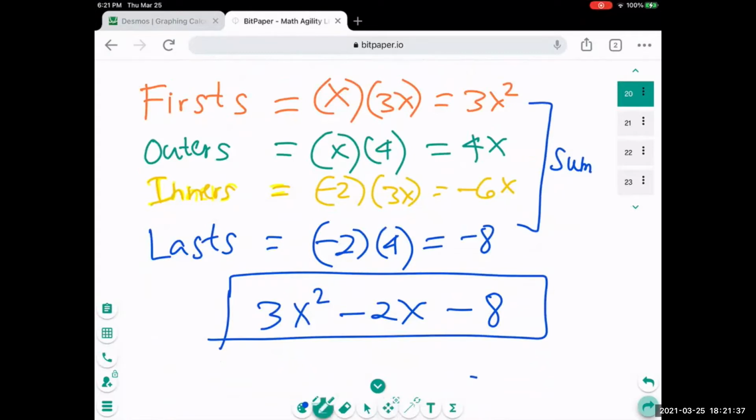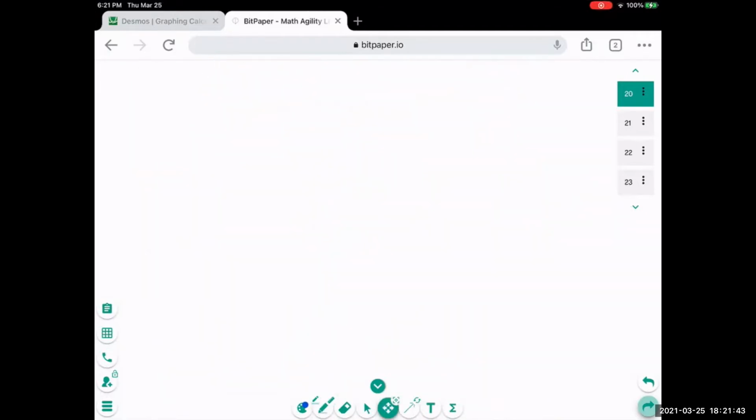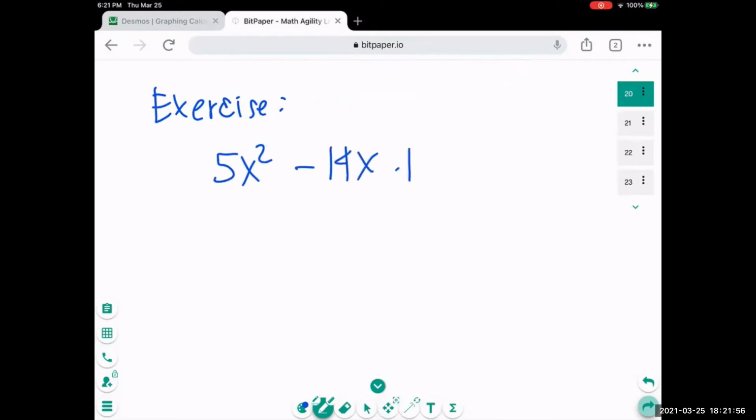Okay, let me give you an exercise. So let's do, for example, 5x squared minus 14x plus 8. Okay, I'll give you 3 minutes or 5 minutes to answer this. Or maybe less. Okay. Let's see.